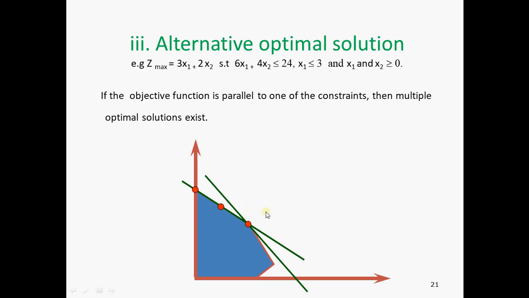Then Z max will be the same. There is no change in Z max. That is, you can have the choice of having x1 this much, x2 this much, or x1 this much, x2 this much, if the value is repeated here and here. I mean, you will be having the choice of having the variables.